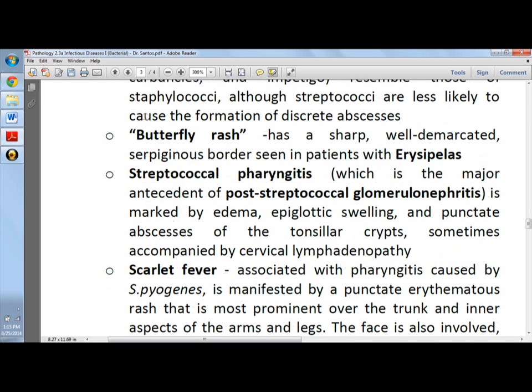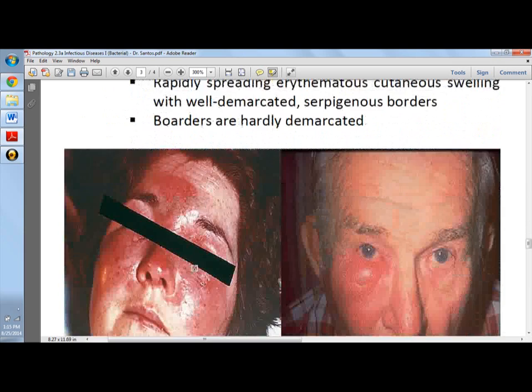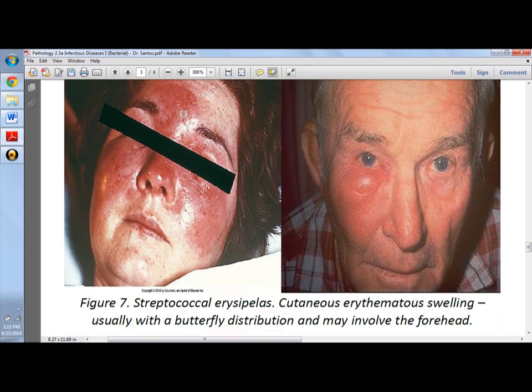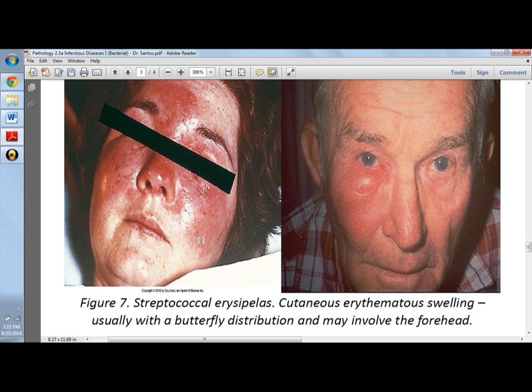That's the difference. In this one, the butterfly rash, the strep pharyngitis, scarlet fever, all of these are caused by strep pyogenes. Butterfly rash, you can see, I have a picture here. This is actually a patient with a butterfly rash on her face. There's a sharp, well-demarcated serpiginous border seen in patients with erysipelas. Erysipelas is actually caused by what? Streptococcal infection, strep pyogenes.